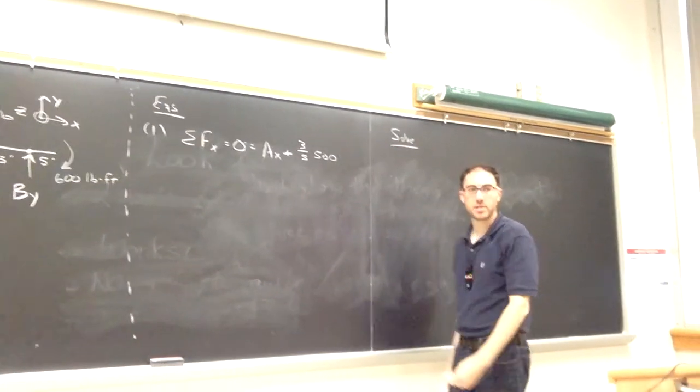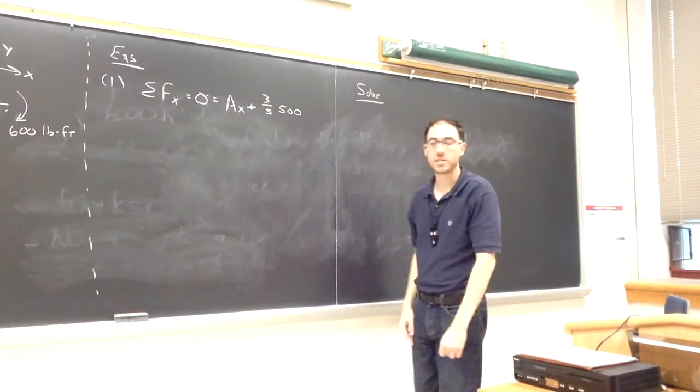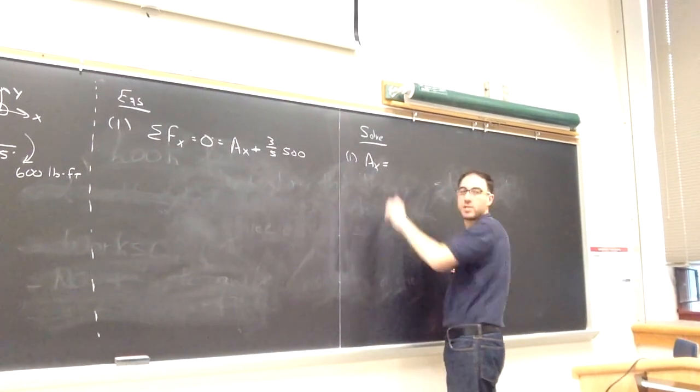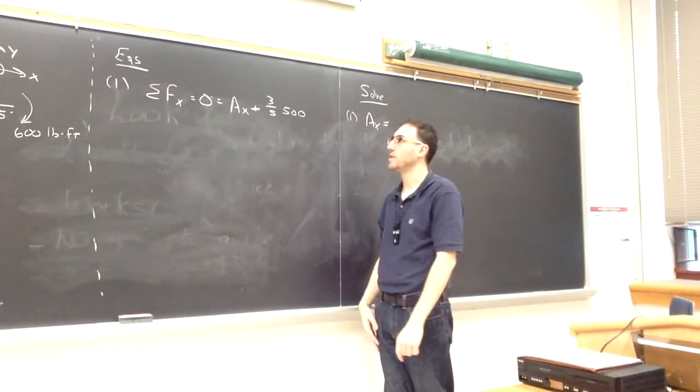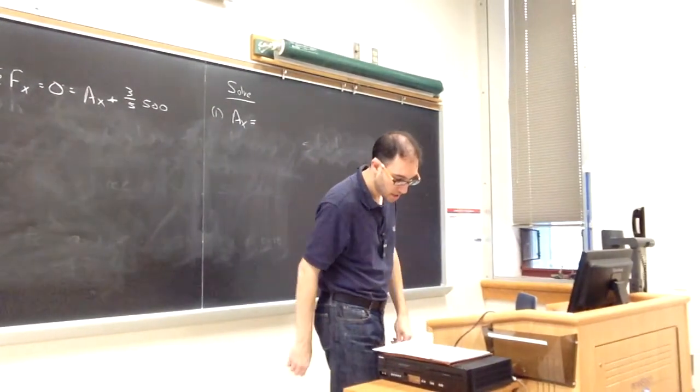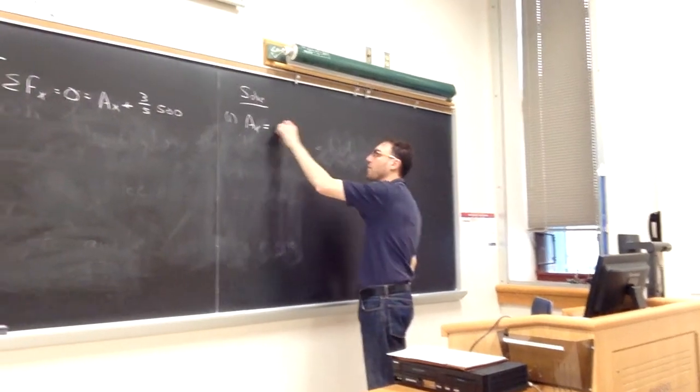So I'm actually going to jump to the solve step. Because I can solve for AX in equation 1, I will solve for it as soon as possible. I don't have to, but if I'm doing this by hand, it can make later steps easier. So right away, I find that AX is negative 300 pounds.